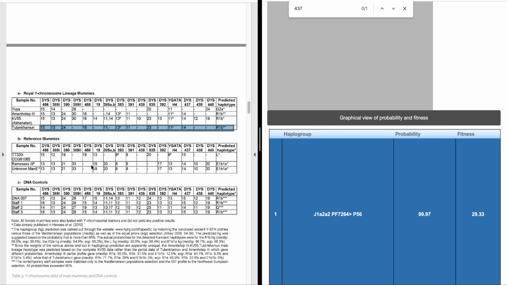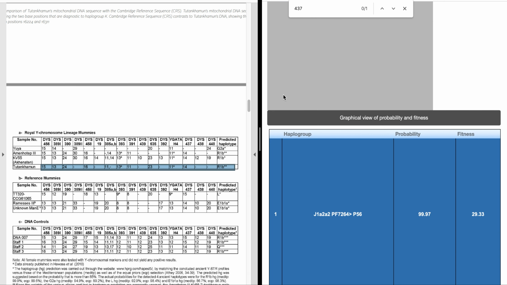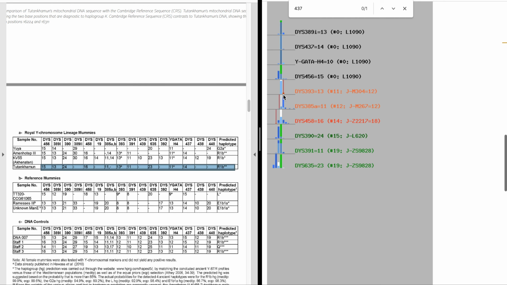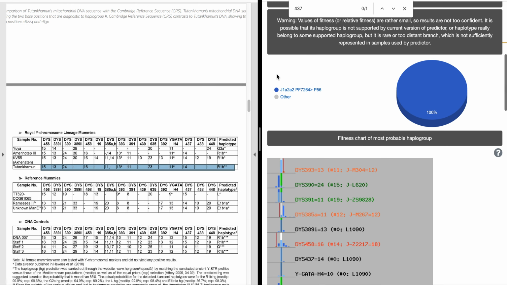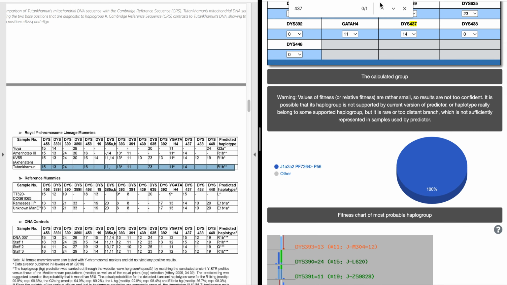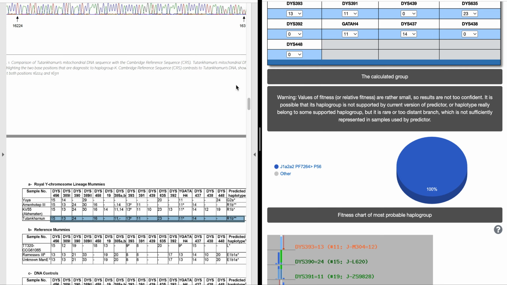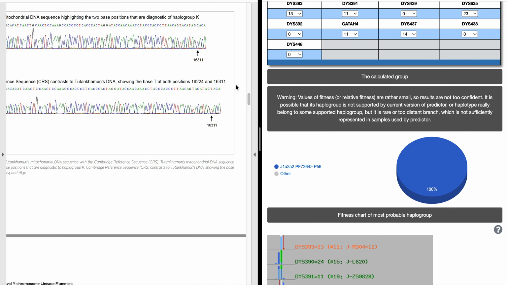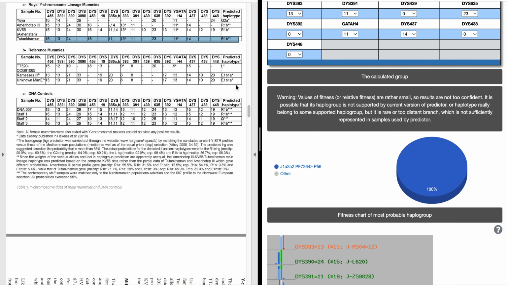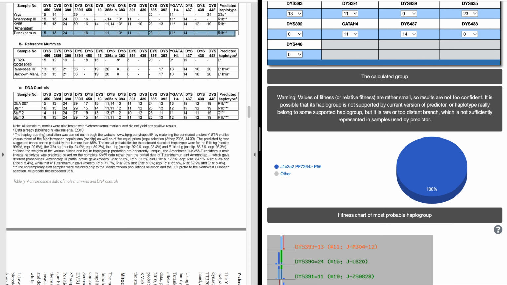really good argument? Could it be the same way with Ramesses III missing markers? Do we need more markers to determine a haplogroup? This is science at work right here, y'all. All right, so it's interesting. All right, well, I'm gonna leave it at that.